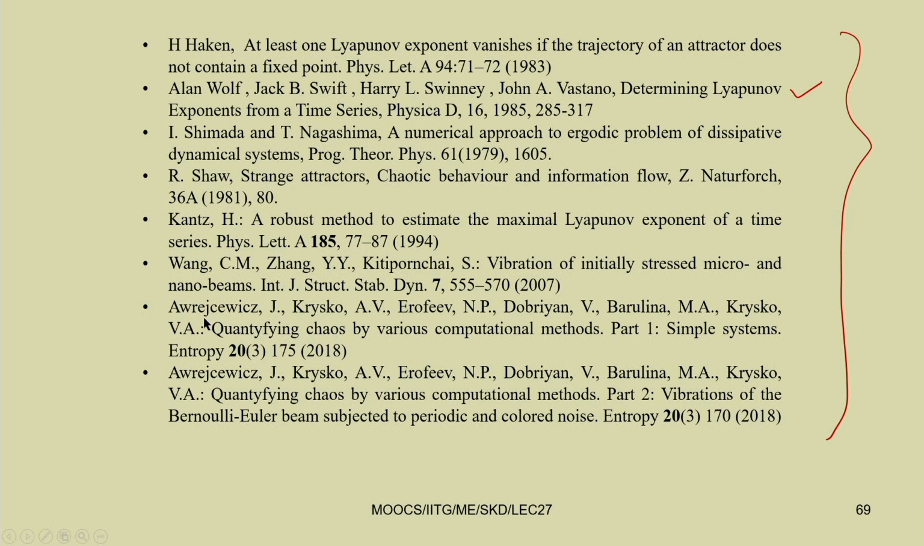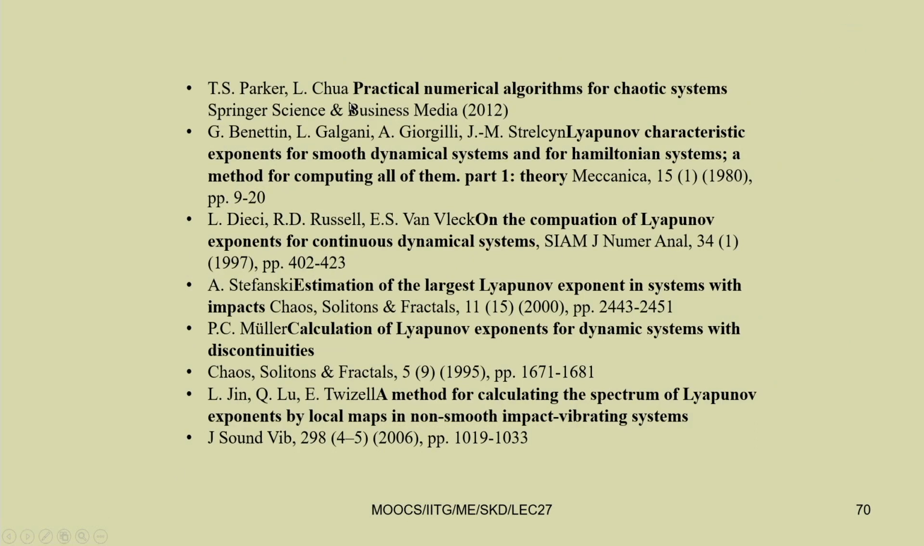Then there is a series of papers by Awrejcewicz, Krysko and others. There are many other authors. They have published this work, quantifying chaos by various computational methods. This is for simple systems, and then they have also a part 2, in which they take the vibration of Euler-Bernoulli beam equations subjected to periodic and colored noise. You can see these papers. A few more papers are also very useful. For example, this book by Parker and Chua, Practical Numerical Algorithms for Chaotic Systems, is a very good book you can follow.